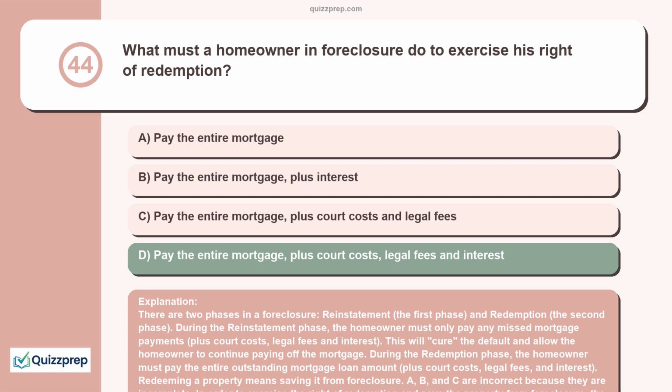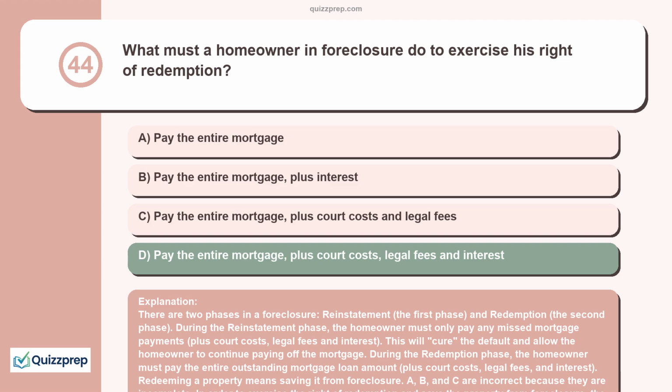There are two phases in a foreclosure: reinstatement, the first phase, and redemption, the second phase. During the reinstatement phase, the homeowner must only pay any missed mortgage payments, plus court costs, legal fees and interest. This will cure the default and allow the homeowner to continue paying off the mortgage. During the redemption phase, the homeowner must pay the entire outstanding mortgage loan amount, plus court costs, legal fees, and interest. Redeeming a property means saving it from foreclosure.